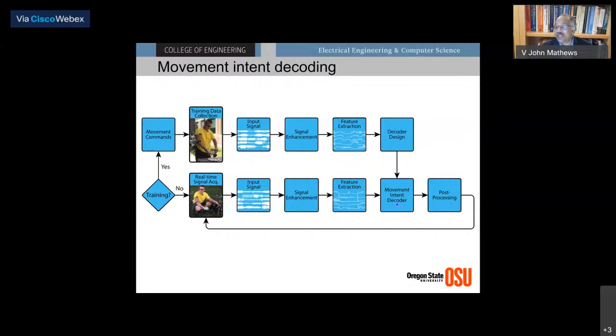evoke movements. And before you actually send it to the controller, you may do some processing, for example, to remove jitter and things like that. And keep repeating that. We will talk mostly about the movement intent decoder. In fact, we will talk only about the movement intent decoder in this particular talk.